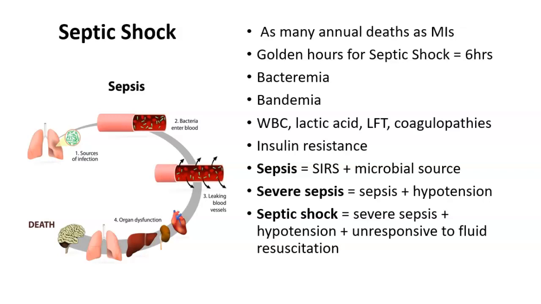So sepsis means that we have the SIRS criteria plus a microbial source. Severe sepsis is that we now have SIRS, the source, and hypotension. And then septic shock is defined as the sepsis, hypotension, SIRS with the source, and we've given them fluid. Total fluid volume replacement for them would be 30 mLs per kilogram, and they are unresponsive to that. So they remain hypotensive despite giving them fluids.